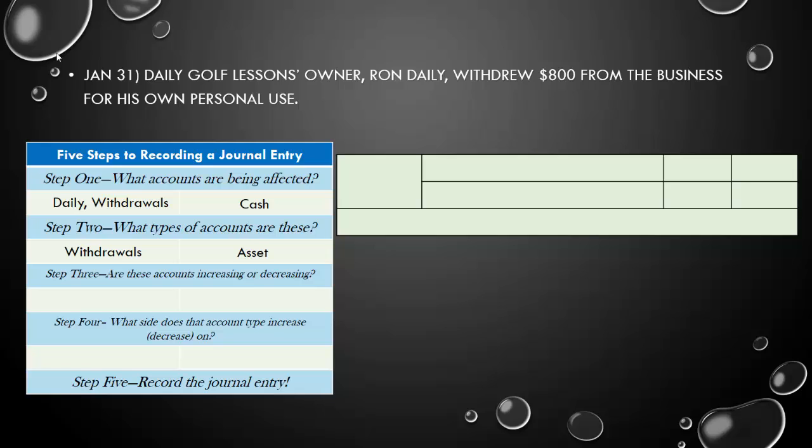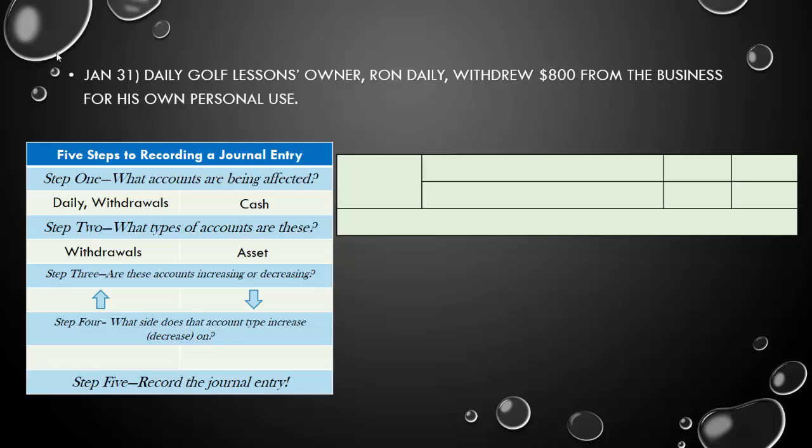Withdrawals, are they increasing or decreasing? Withdrawals tracks how much money your owner has taken out of the business over a period of time. Well, he just took another withdrawal from the business, so that has to be increasing. And since the money's coming out of the business and going into his pocket for personal use, the amount of cash in the company bank account has to be going down.